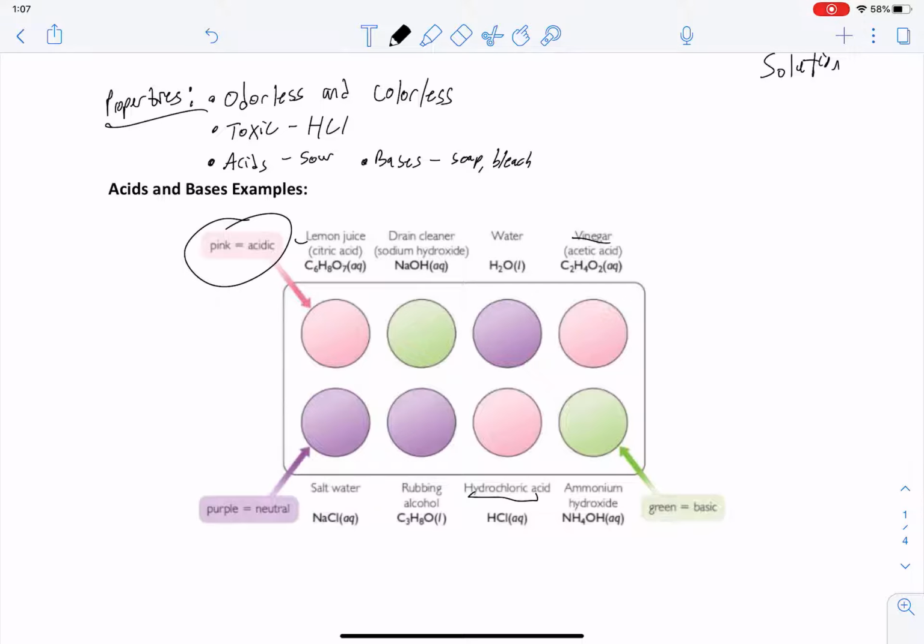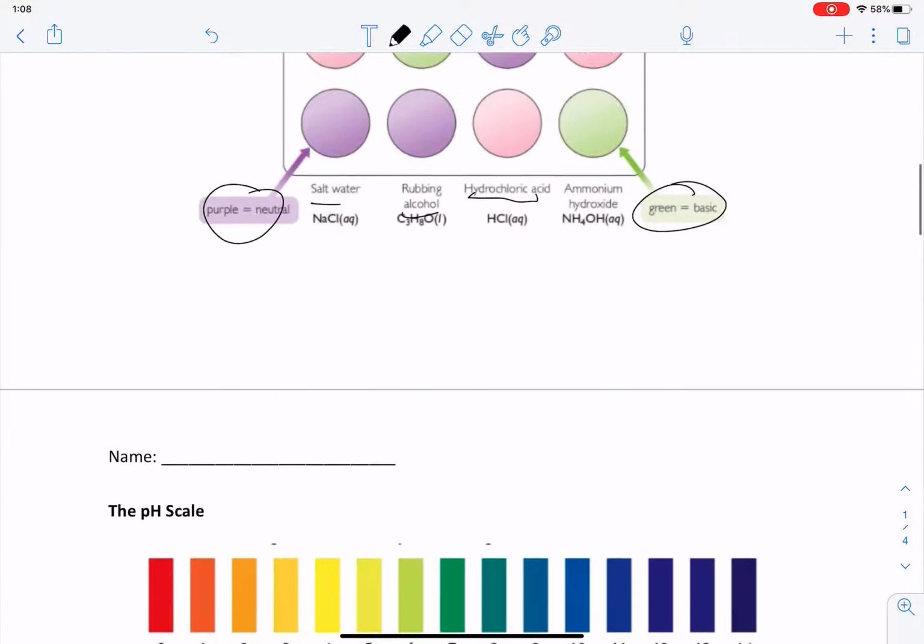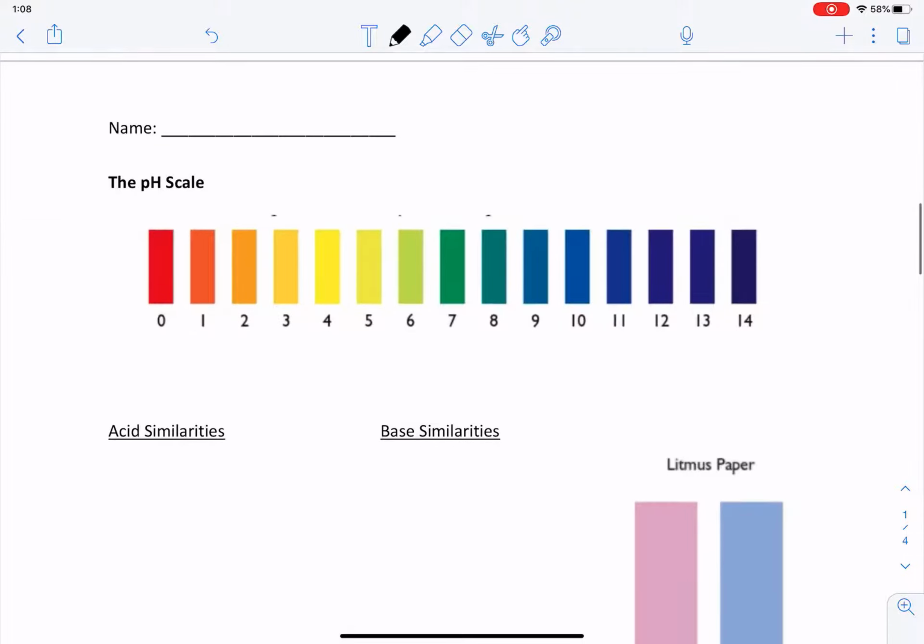And then if we look at the basics, we can see in green here ammonium hydroxide and drain cleaner, and that's it. And for the neutrals, we have in purple salt water, rubbing alcohol, and water. Okay, so we can use indicators again to change the color of a piece of paper, like litmus paper, to determine if a substance is acidic, basic, or neutral.